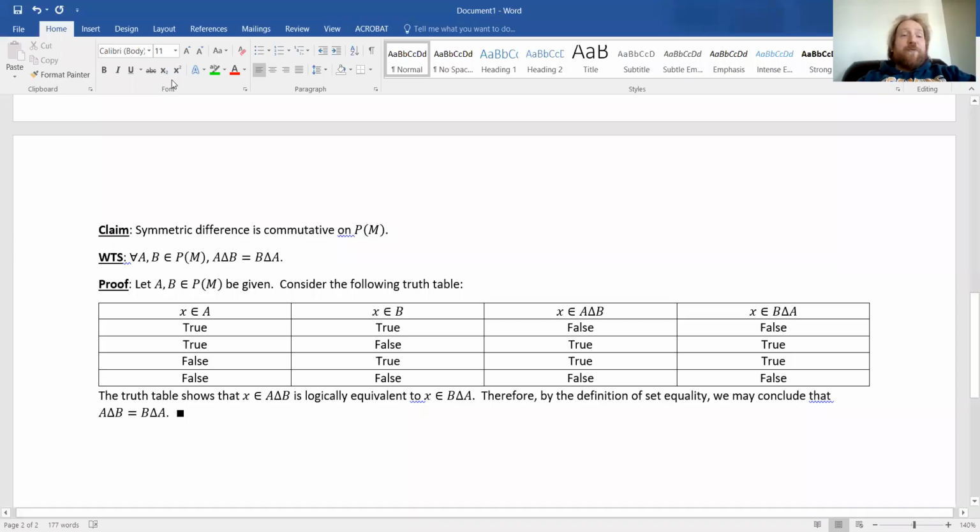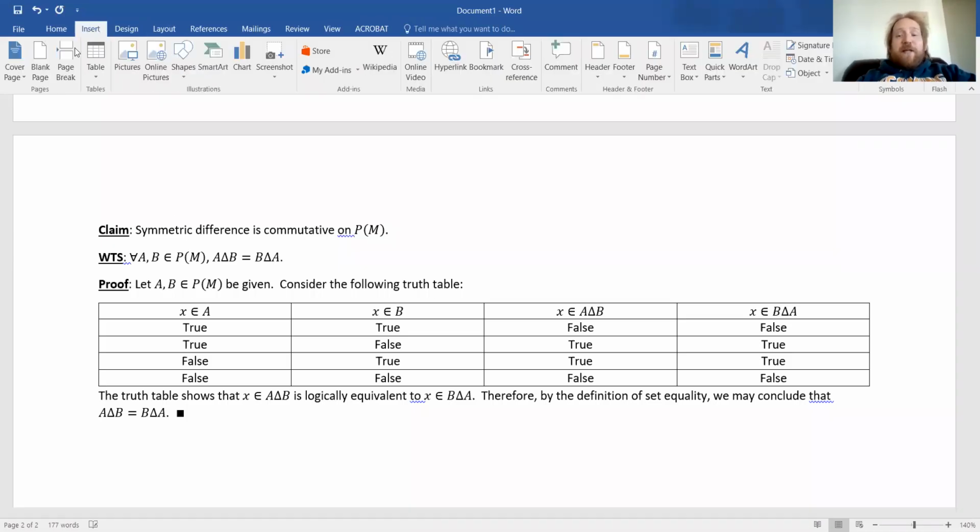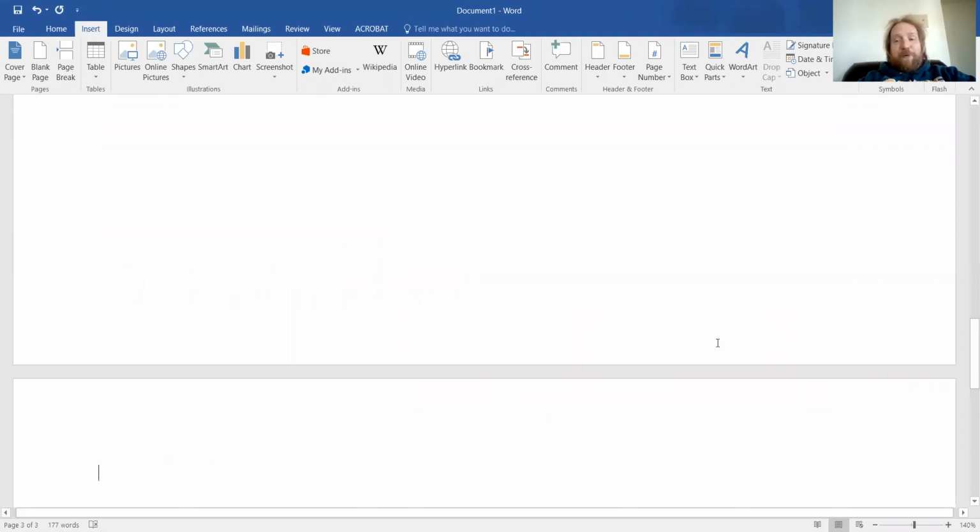Hello, abstract algebra students. We will now prove that symmetric difference is associative on the power set. We have already proved the commutative property for symmetric difference on the power set, and now we want to prove the associative property. So this will be another set theoretic identity that will lead us to another truth table.